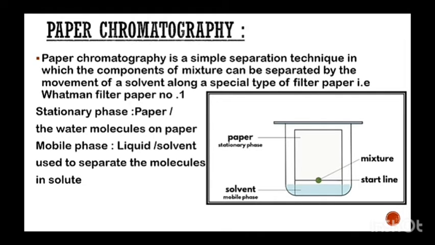Some terms that are used in paper chromatography are stationary phase, mobile phase, solvent. The stationary phase is the paper or the water molecules present on the paper. Mobile phase is the liquid or solvent used to separate the molecules in the solute, and the solute is the mixture which we have to separate.